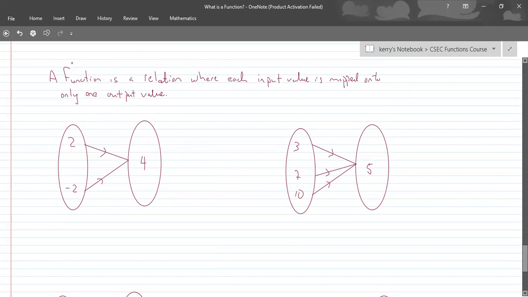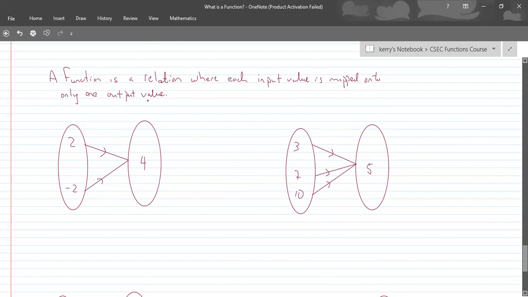Right, so if you paused the video and thought about it, a function is a relation where each input value is mapped onto only one output value, or, using an arrow diagram, where each input has only one arrow leaving it. This 2 has only one arrow leaving it. This -2 also has one arrow leaving it. So what we see here is that each input has only one output.